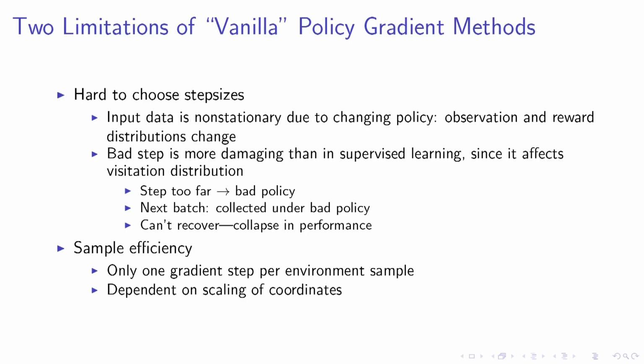Essentially this is for two reasons. There are two things we need to improve on from the vanilla policy gradient methods. One issue is that it's pretty hard to choose good step sizes for them and to choose a single step size that's going to work over the course of the whole optimization process. In reinforcement learning, one difference from supervised learning is that the data that your network is receiving as input is non-stationary. And that's because as your policy changes, you see a different distribution of observations and rewards.